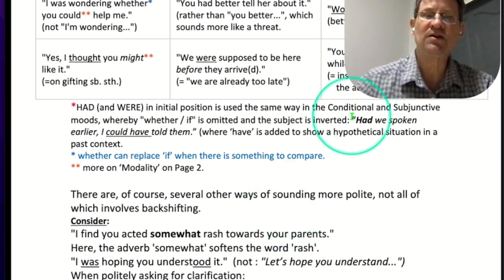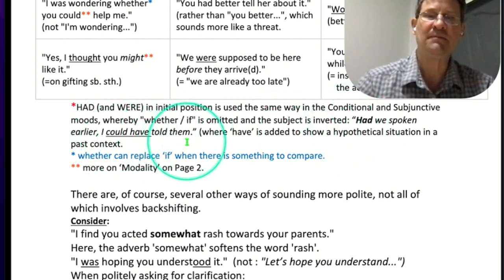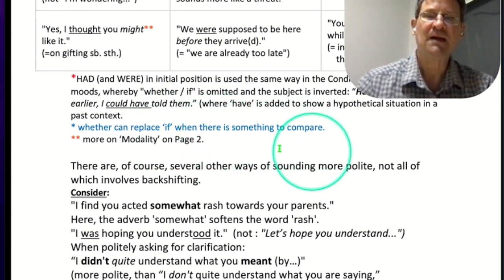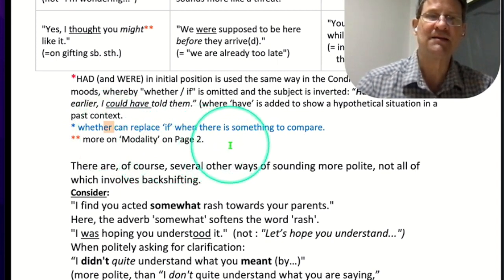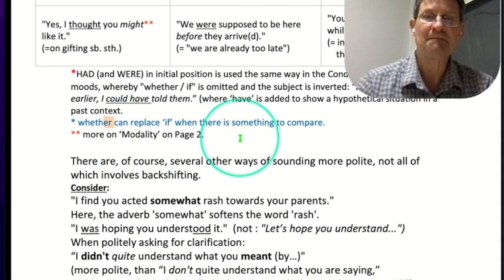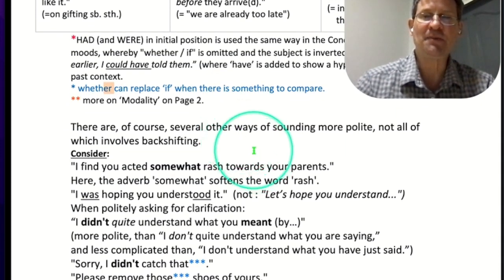Then we use it in conditionals and subjunctive mood, whereby whether or if is omitted. So had we spoken earlier, I could have told them. Whether may replace if when there's something to compare. That's why we have an ER. It's also like rather is actually comparative. Rather, I rather like this. It is also ER, comparative. I prefer ER. That's a subject for another video, but let's go on.